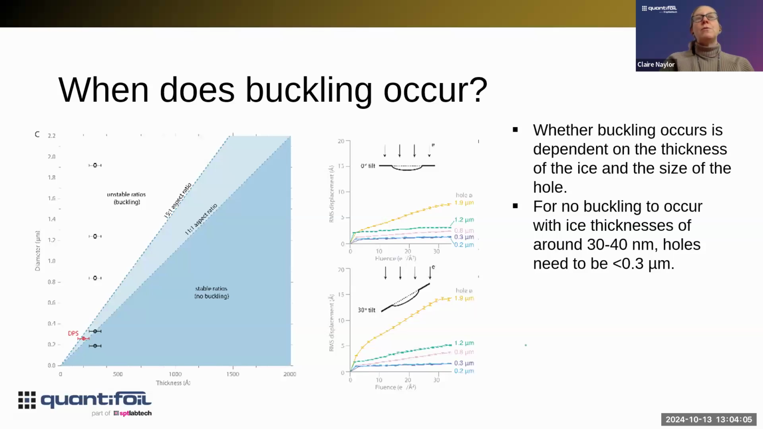Chris was able to show that this buckling occurs if the width of your hole is more than 11 times the thickness of the ice that you want to get. So for 30 to 40 nanometers of ice thickness, you need holes that must be smaller than about 0.3 micrometer. And he showed this very nicely with some tilted data, where you get very much more movement perpendicular to the grid. So this is tilted and this is planar as you go up in hole size.